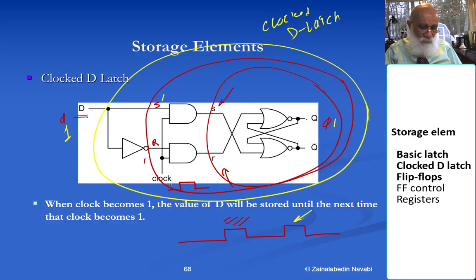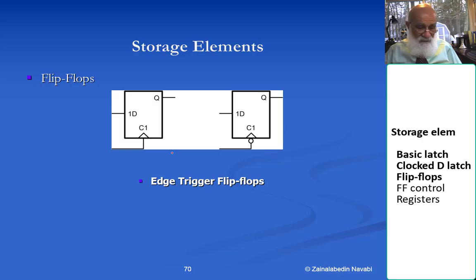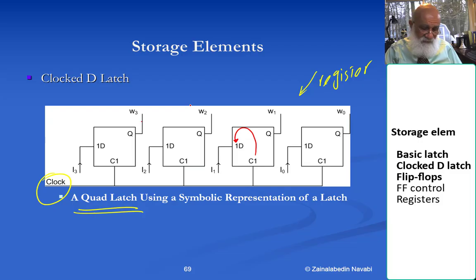When the clock is 1, the D input is accepted by these AND gates. If the clock is 0, the D input is kind of stopped. Alright, so that's a quad latch, and this is a symbol for the latch itself. The problem with the latch is that it is transparent. What does it mean, transparent? Well, look at this over here.